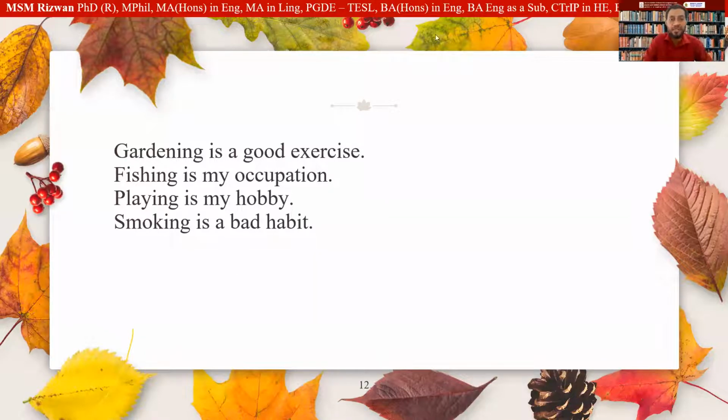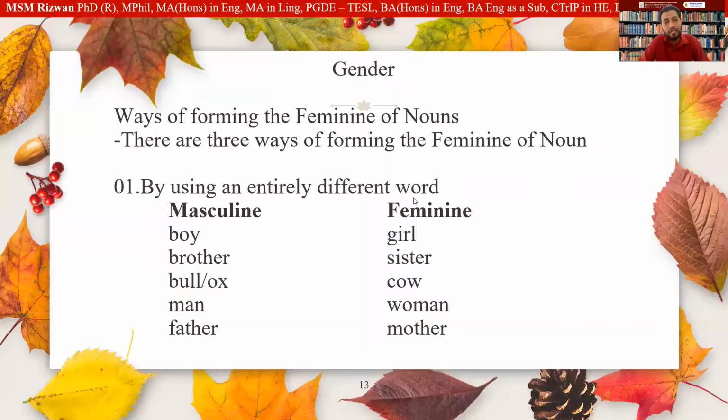Smoking is a bad habit. Smoking is a bad habit, right? So you can simply understand what a gerund is: a verb form used to function as a noun in sentences, right? They are called gerunds. And now let us move to the next topic.